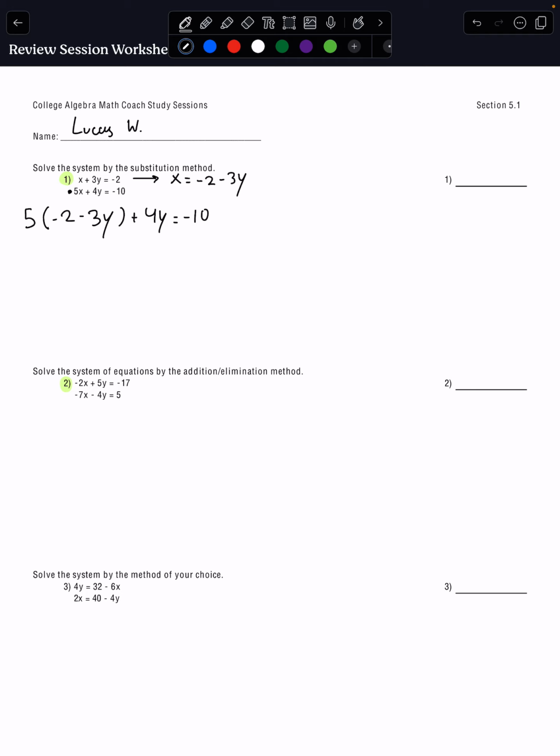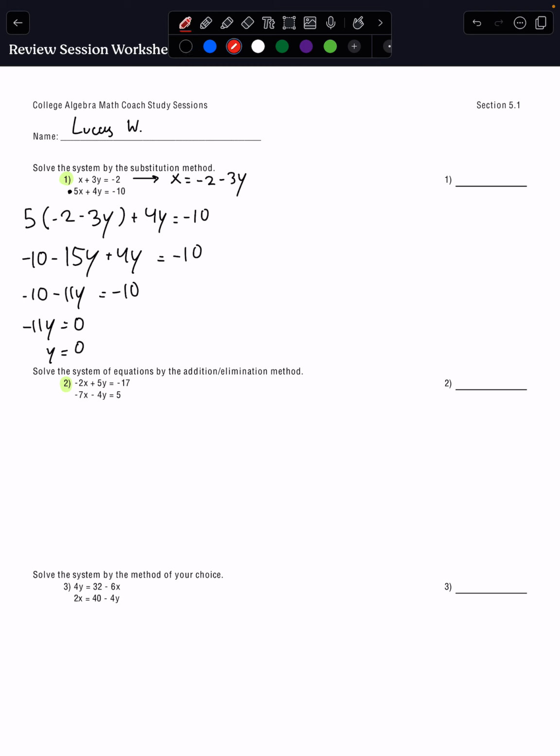We can multiply the 5 through, then our y's can simplify to negative 11y. We can add 10 to both sides, and then divide by 11, and we're left with y equals 0.